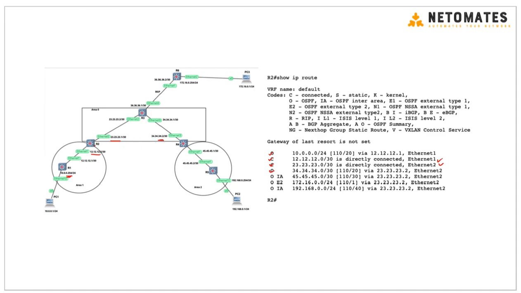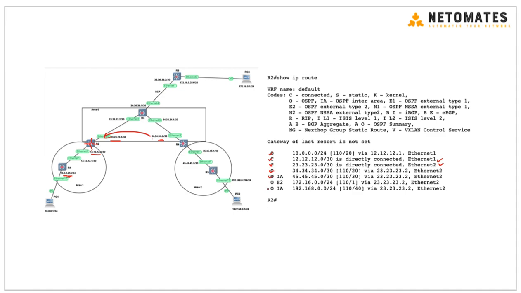R2 is learning this OSPF route from area 0 because it is also in area 0, and this part is in area 1, so it is learning this 10 network. Basically, these two routes are related to the same areas where R2 is.